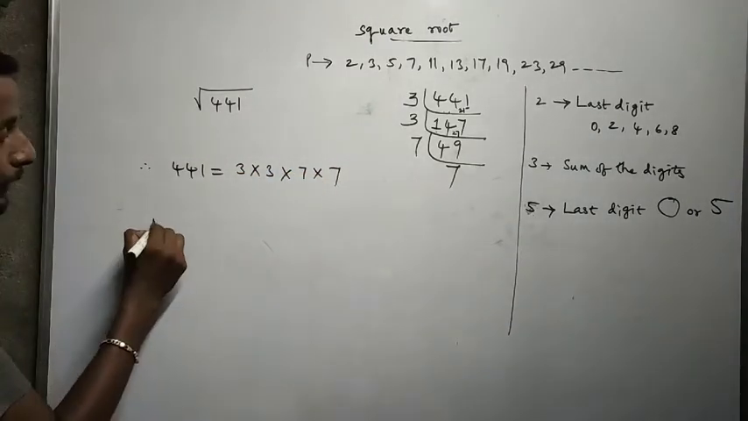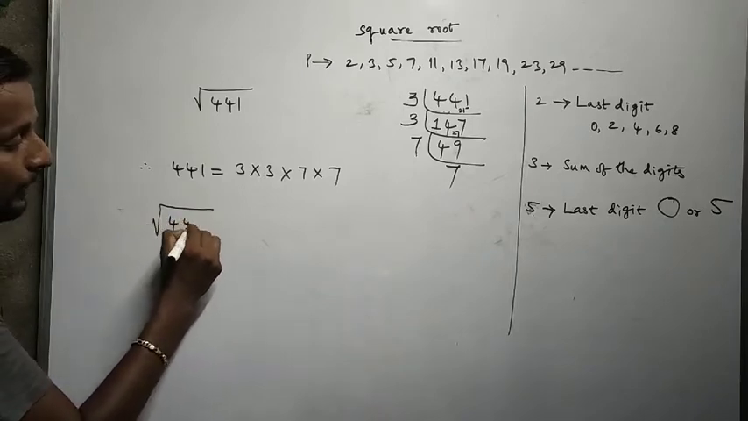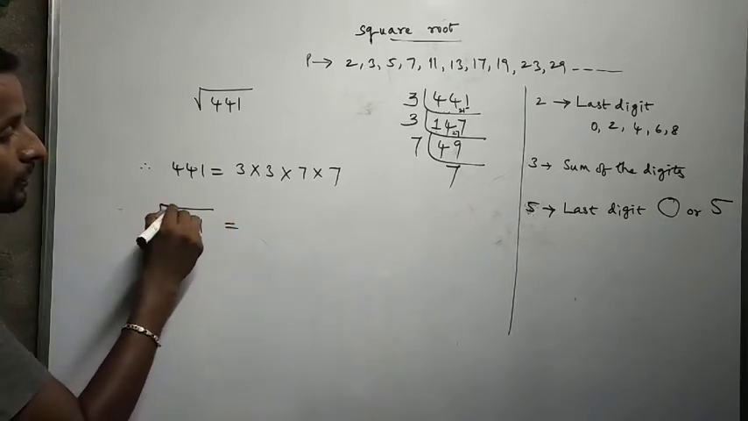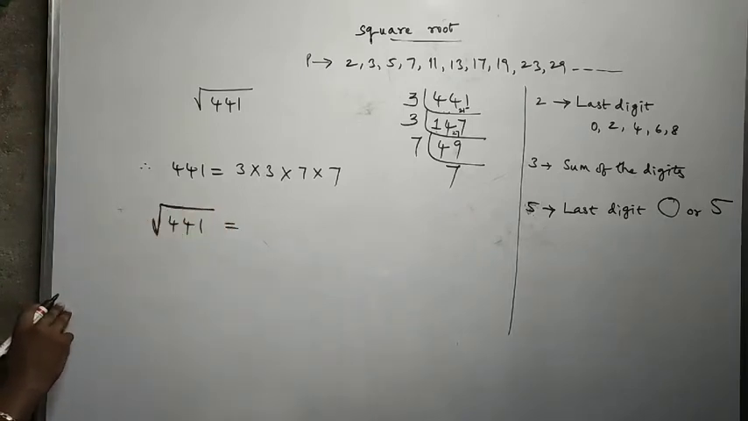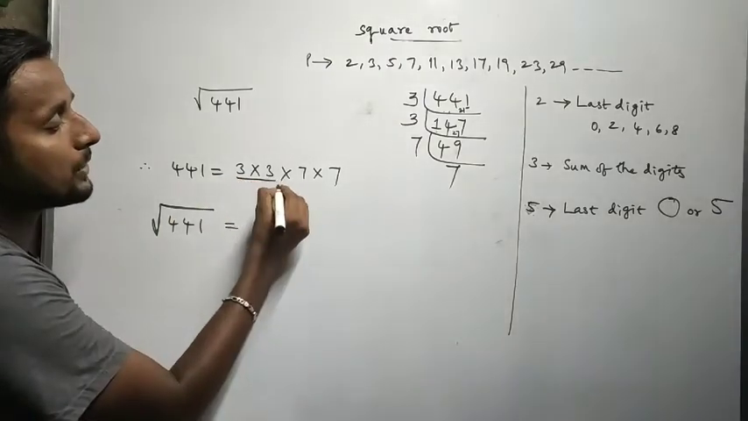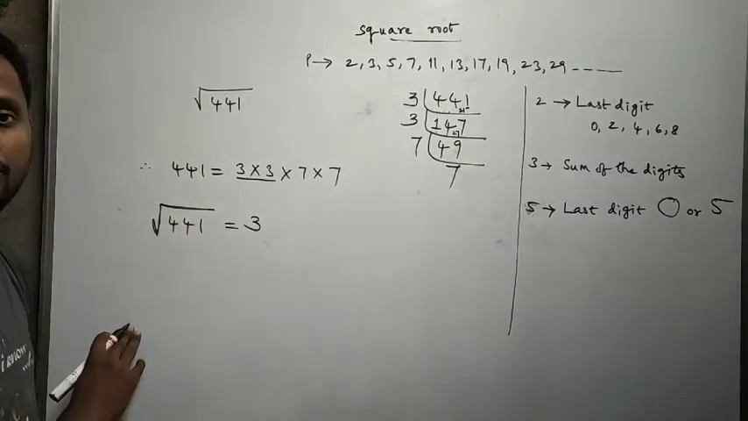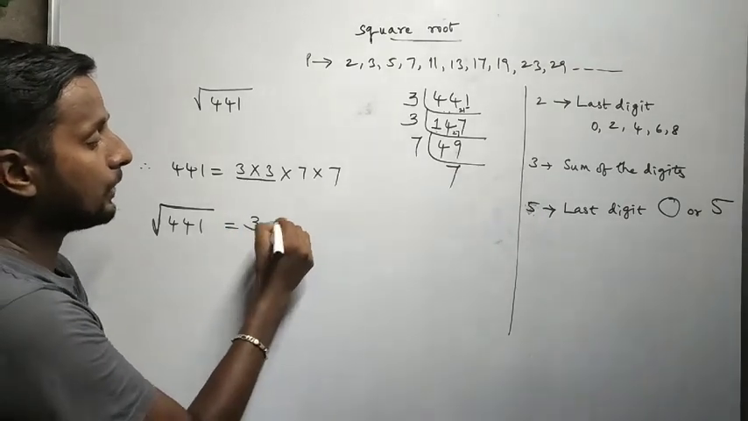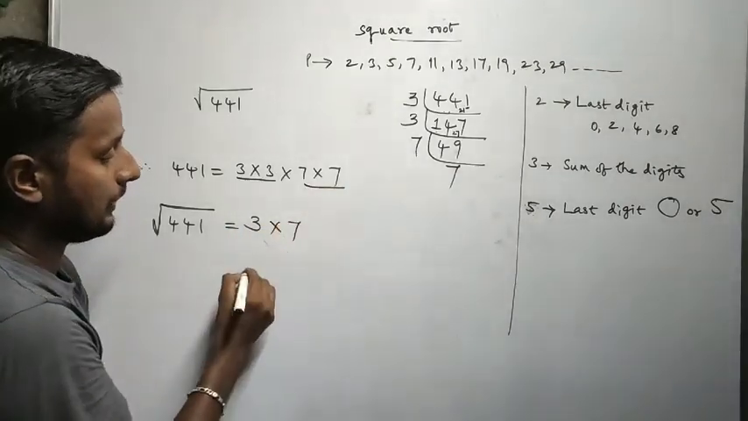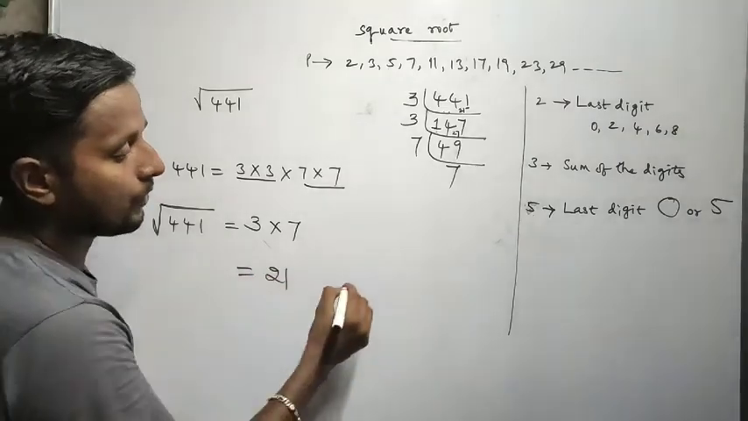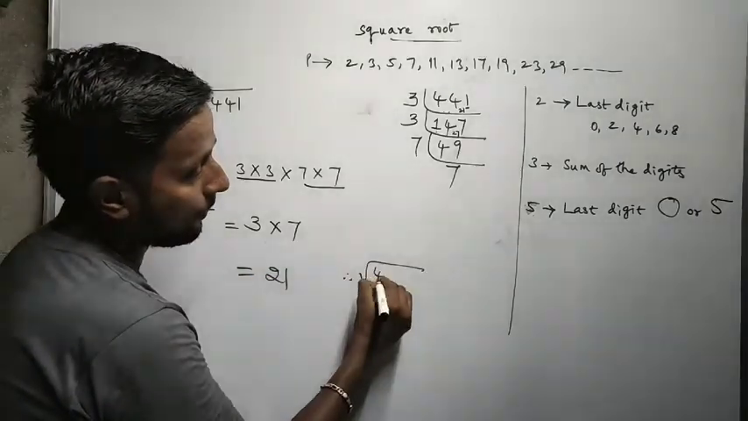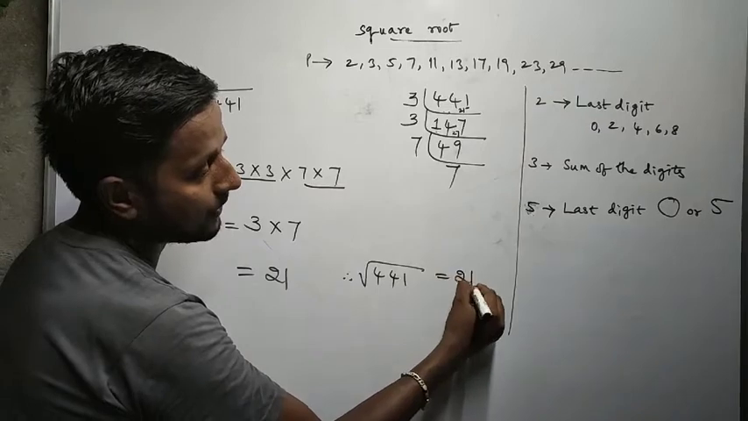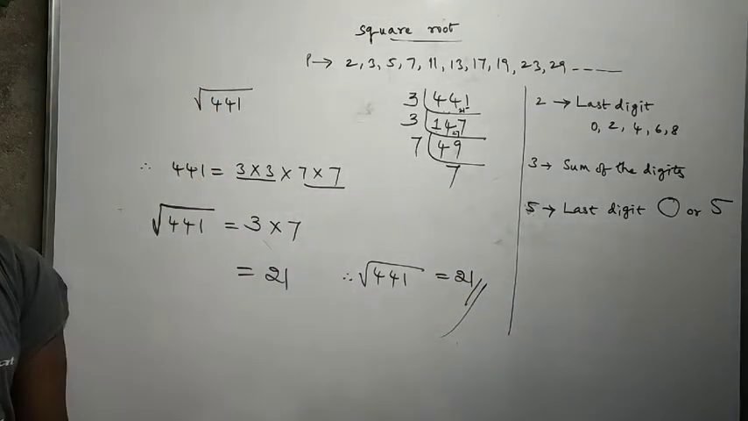Yes. When you apply the square root for 441, or for any number, for every two same numbers we write only 1. For two 3s we have written only one 3, and for two 7s we write only one 7. 3 sevens are 21. Therefore, the square root of 441 is equal to 21.